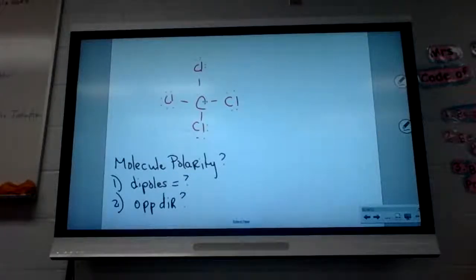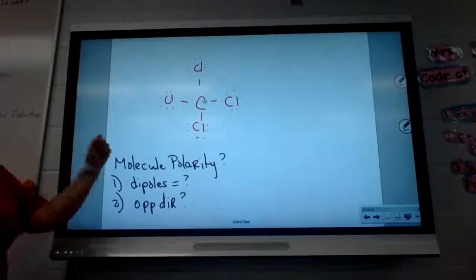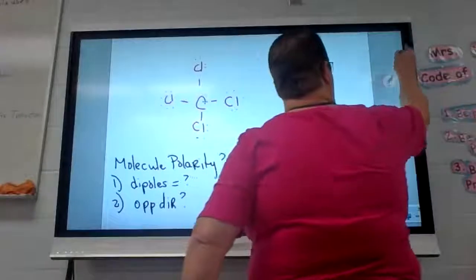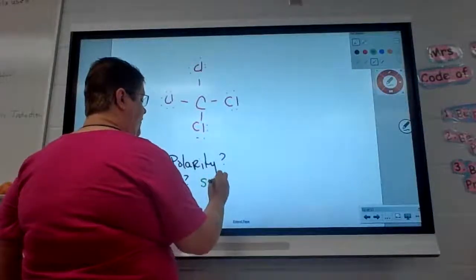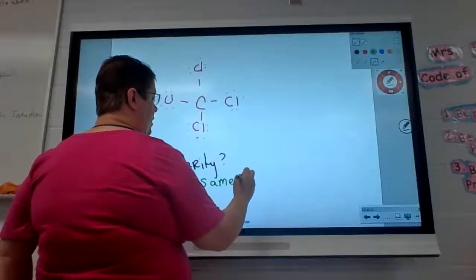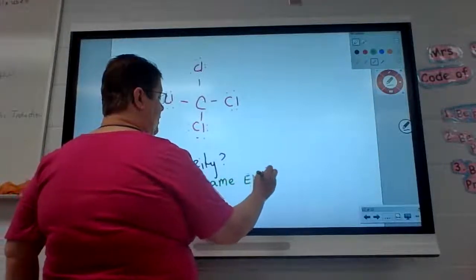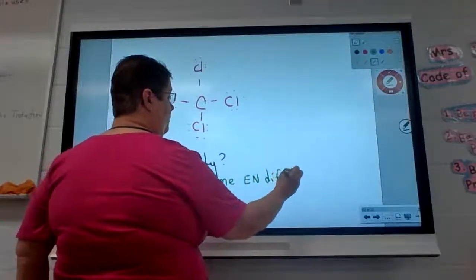All right. So to figure out if the molecule is polar or nonpolar, in order to be nonpolar, we have to meet both requirements. Okay? So how do we know if the dipoles are equal? All right. In order to have the dipoles equal, they have to have the same electronegativity difference.